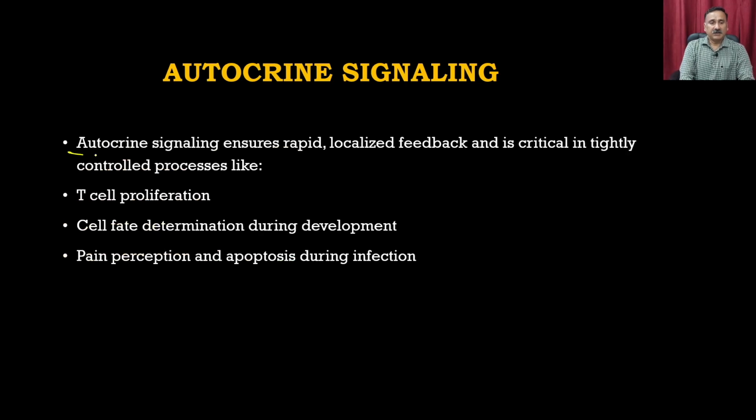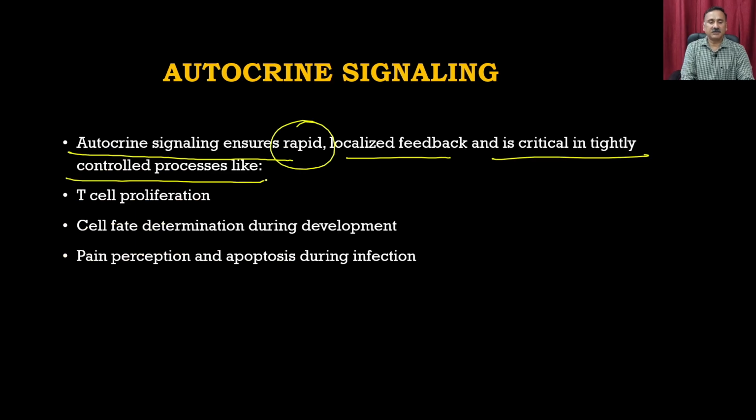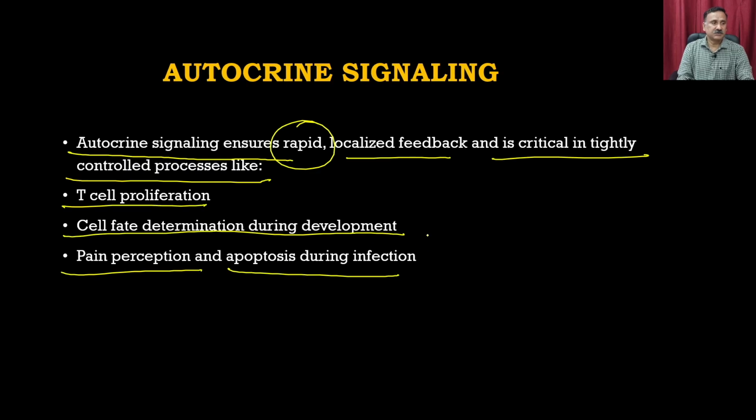So autocrine signaling ensures rapid, localized feedback, and it is critical in tightly controlled processes like T cell proliferation and cell fate determination during development. And then you also have pain perception and apoptosis during infections. Now let's take the examples.